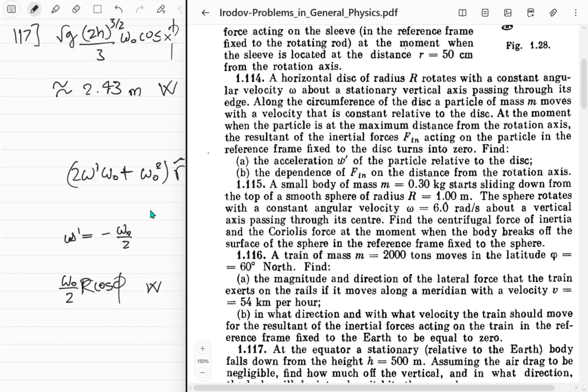Once it moves like that, this term is gone, so it actually does not have any inertial forces. Crazy. Yeah, it really is crazy.